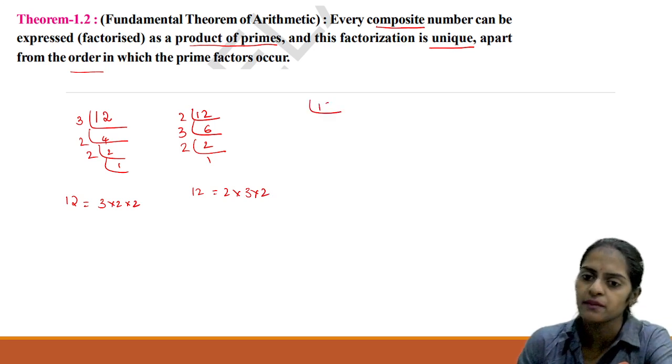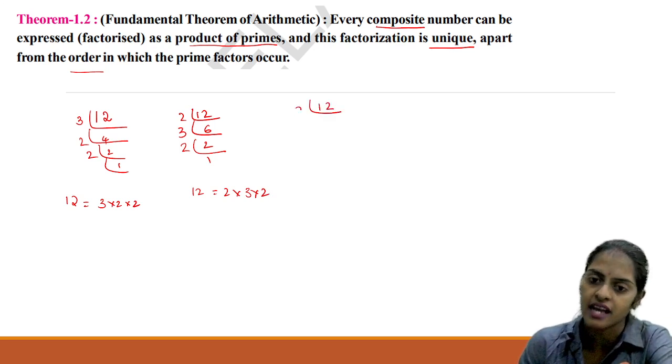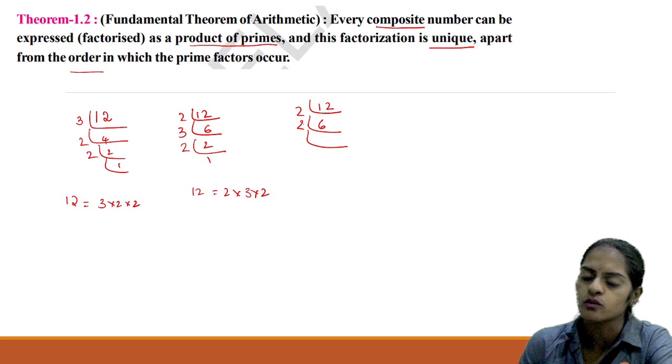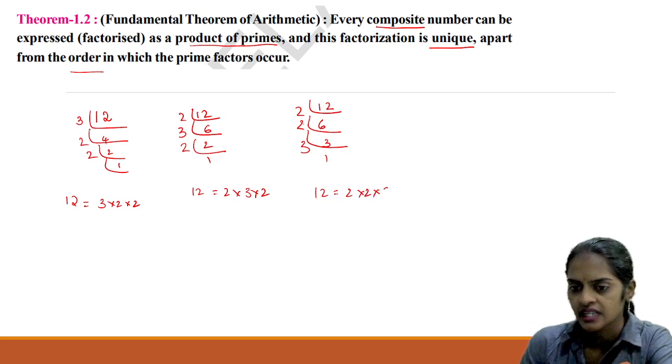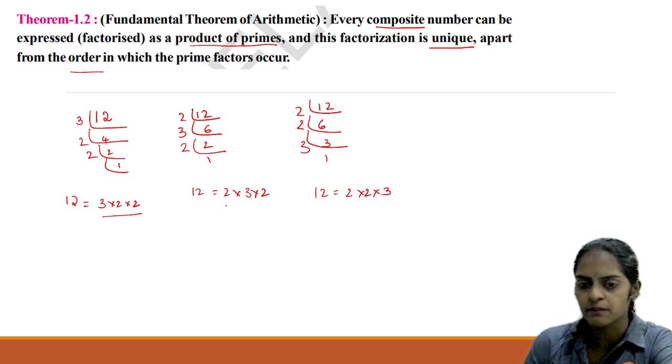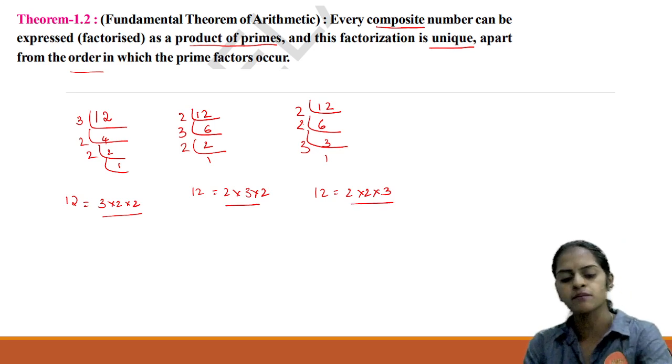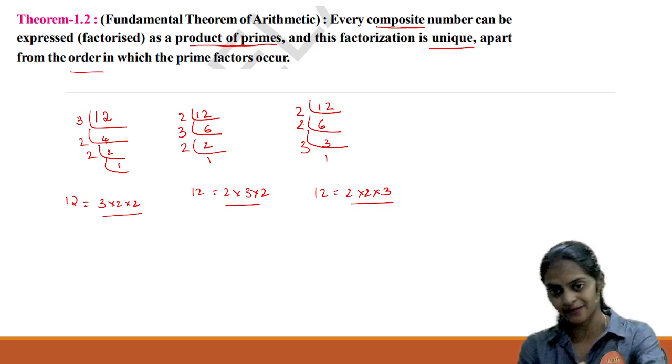Or there is some other person who comes and says, I would like to take 2 first, so 2 sixes are 12. Again, I would like to take 2 only, 2 threes are 6, and then 3. So 12 can be written as 2 into 2 into 3. Just observe all the 3 prime factorizations. All these are the prime factorizations of the same number 12.